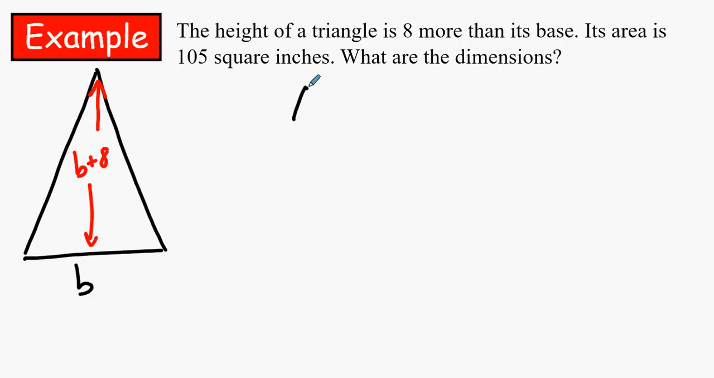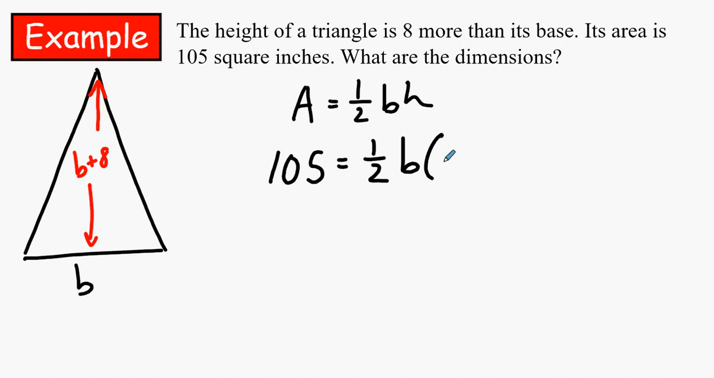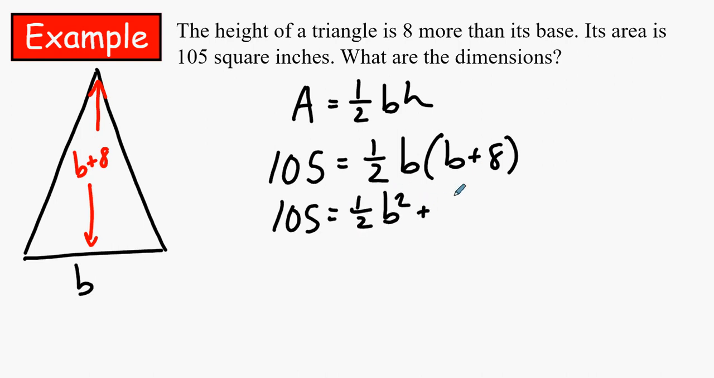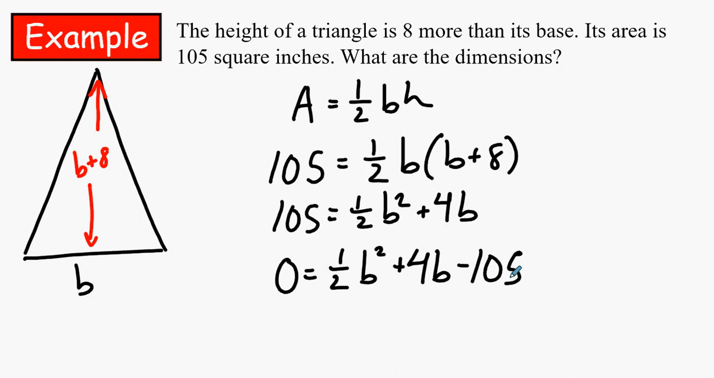So what would its area be? Area is 1/2 base times height. Its area is 105. Its base is b, its height is b plus 8. So I need to multiply through, distribute. Gonna get 1/2 b squared plus half of 8 is 4, so 4b. Then I need to subtract, because I need to equal 0. 0 equals 1/2 b squared plus 4b minus 105. And now I have a quadratic.